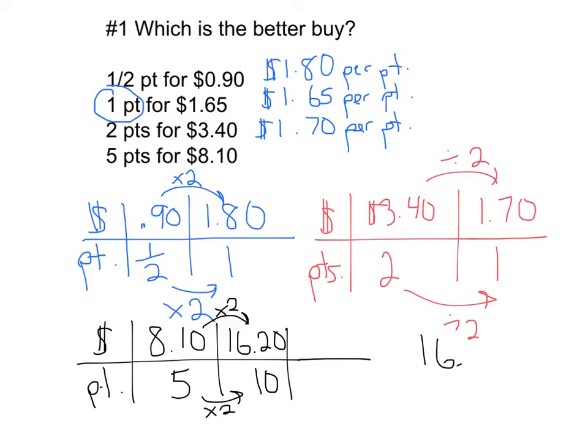So 16.20, draw my little lines. If everything is being divided by 10, everything is going down a place value. So the 1 that's in the tens place goes to the ones place. The 6 that's in the ones place goes to the tenths place. The 2 that's in the tenths place goes to the hundredths place. So $16.20 divided by 10 is simply $1.62.